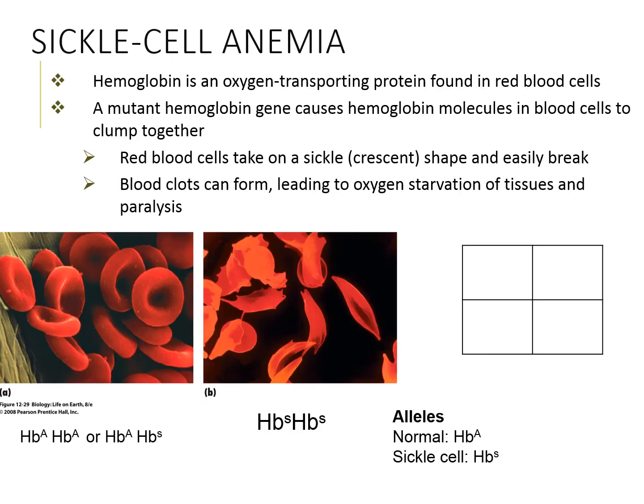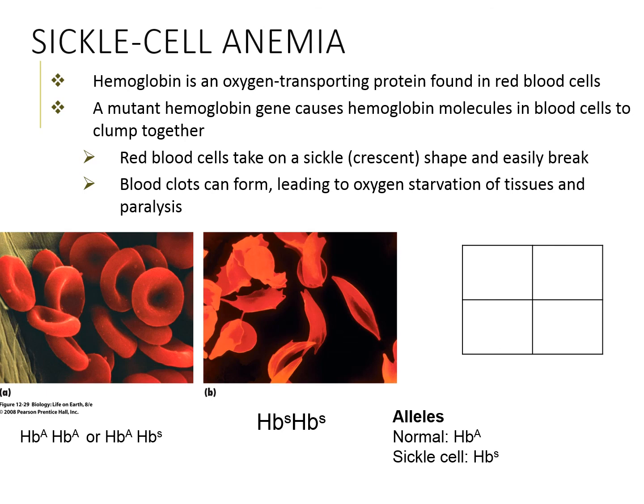Sickle cell anemia. Hemoglobin is an oxygen transporting protein found in red blood cells, and a gene codes for it. A mutant hemoglobin gene causes hemoglobin molecules in blood cells to clump together, and that's shown in the right-hand picture, the kind of elongated red blood cells.